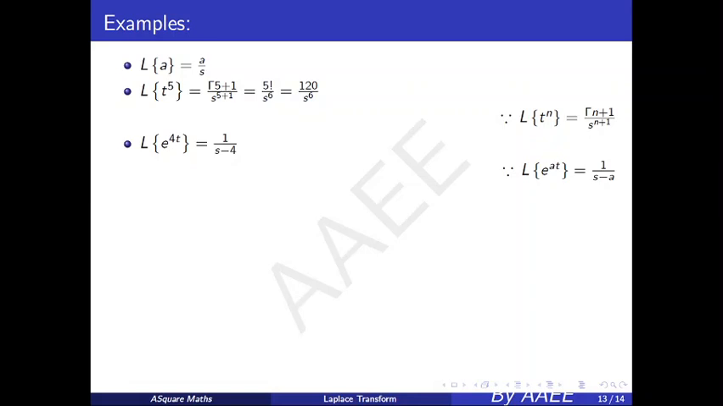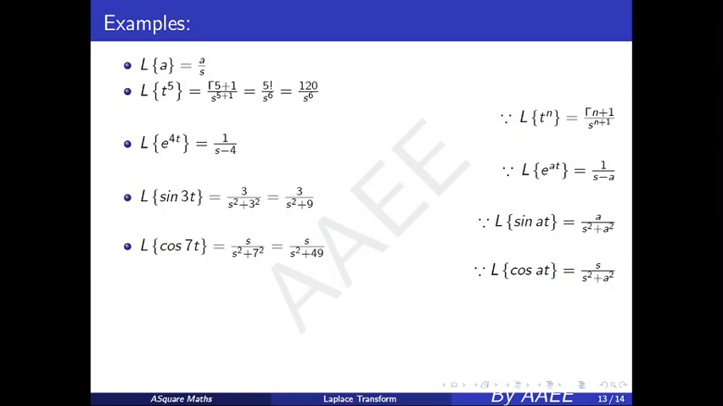Laplace transform of e raised to 4t is 1 upon s minus 4, since Laplace transform of e raised to at is 1 upon s minus a. Laplace transform of sine of 3t is equal to 3 upon s square plus 3 square, that is 3 upon s square plus 9, since Laplace transform of sine of at is equal to a upon s square plus a square. Laplace transform of cos of 7t is equal to s upon s square plus 7 square, equal to s upon s square plus 49, since Laplace transform of cos of at is equal to s upon s square plus a square.